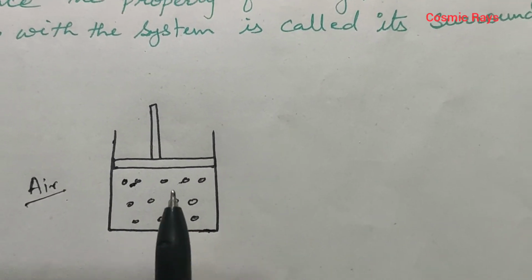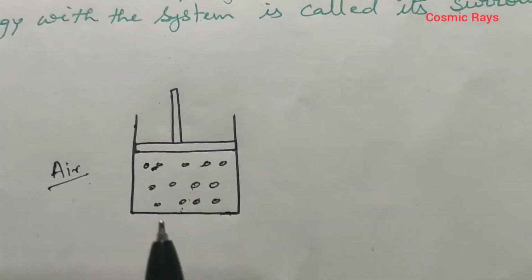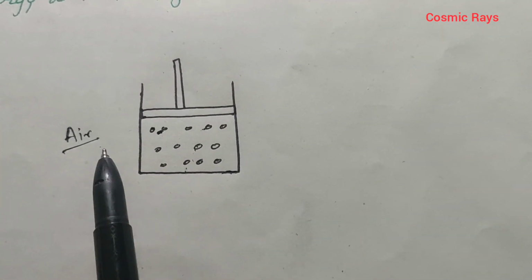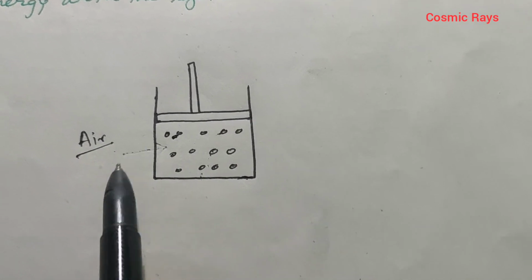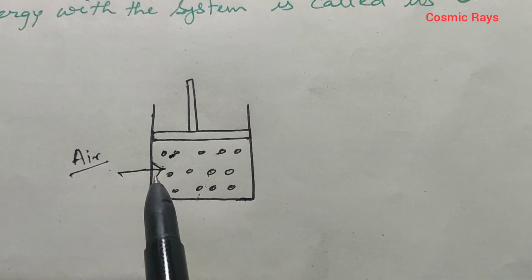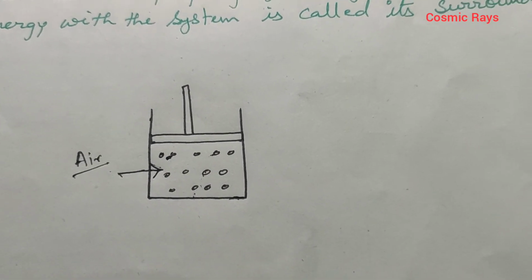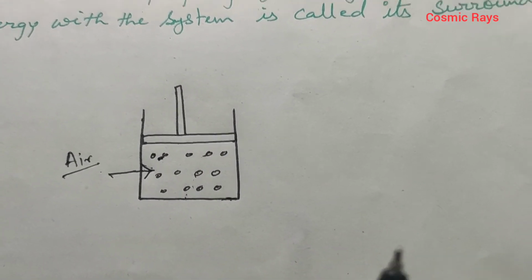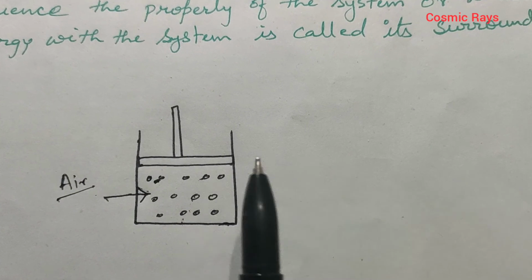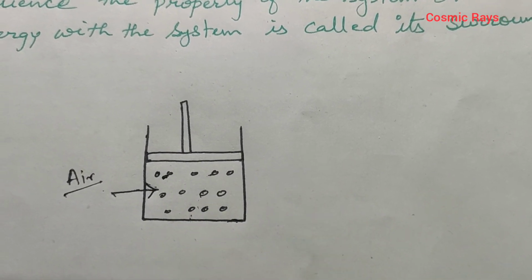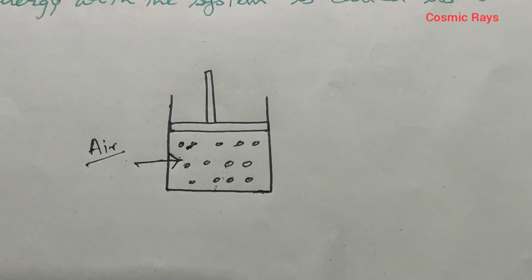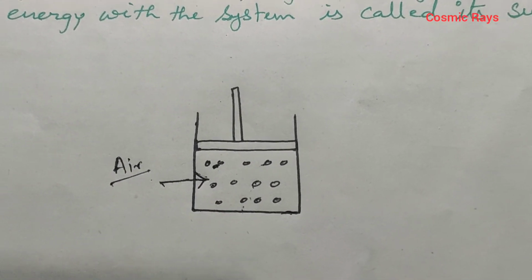Now we can have two types of system. One is in which we allow the exchange of heat energy in between system and surrounding, and the other one is when we do not allow the exchange of heat between the system and surrounding. So that will come along as we progress with the chapter.